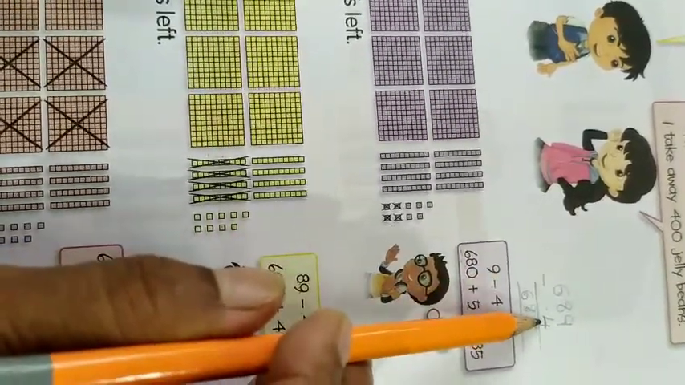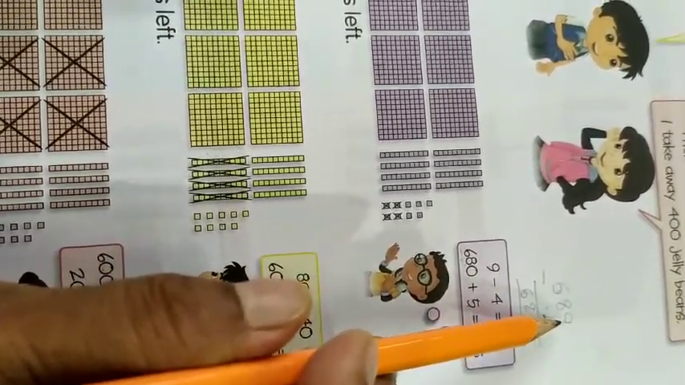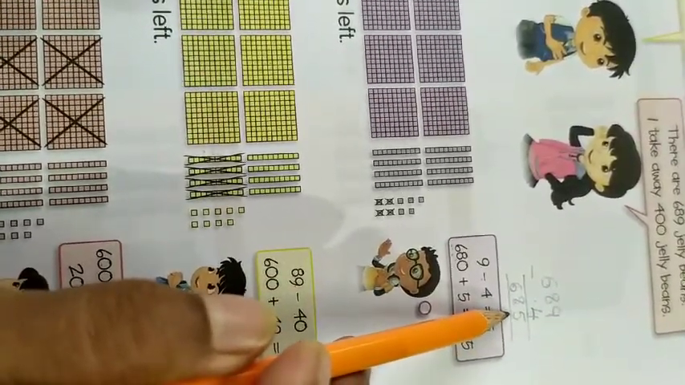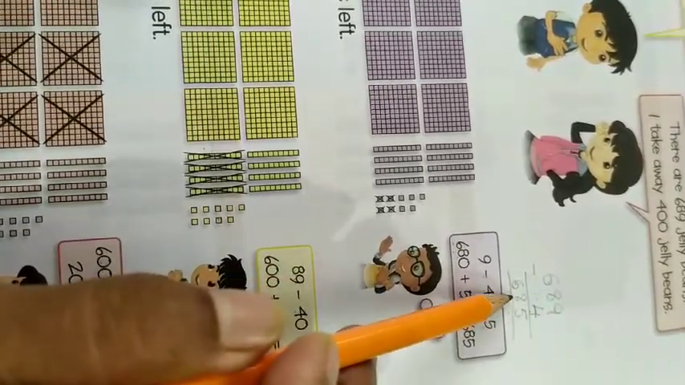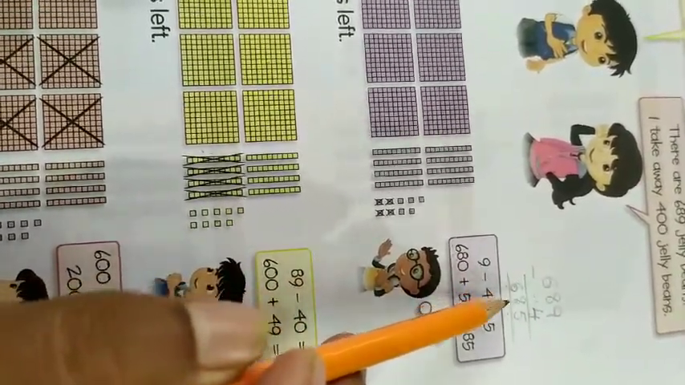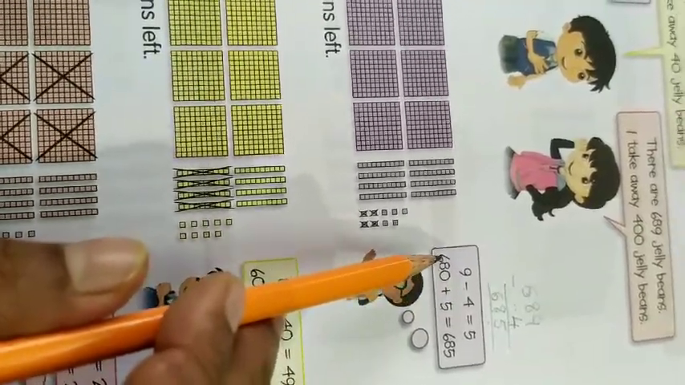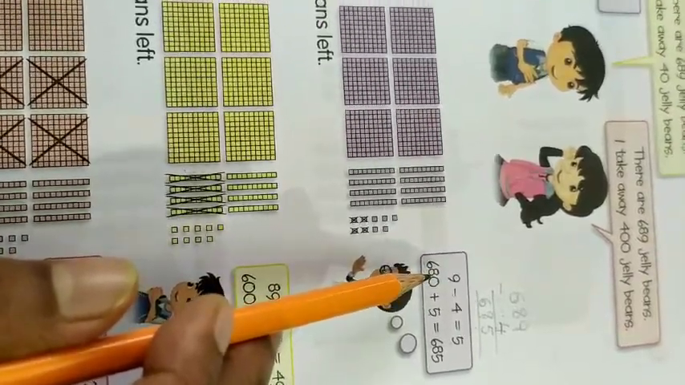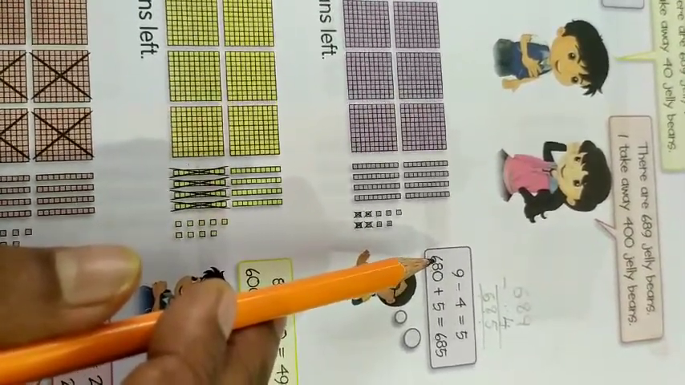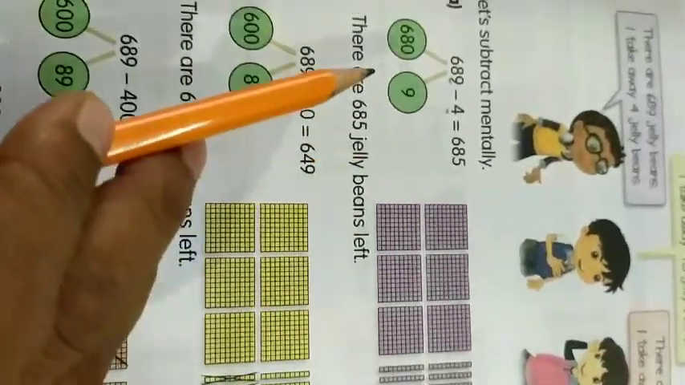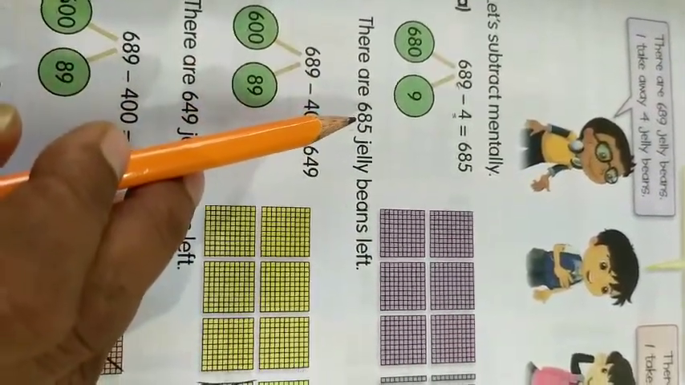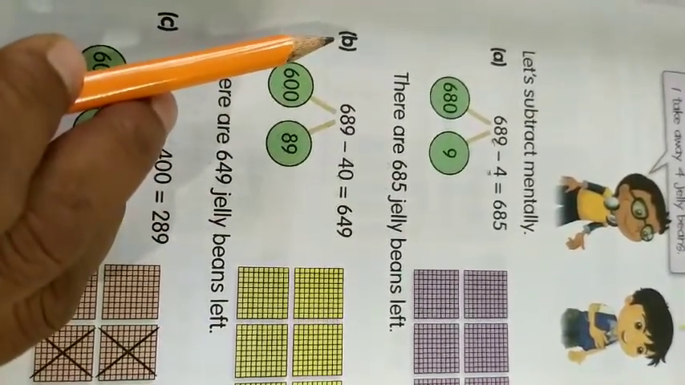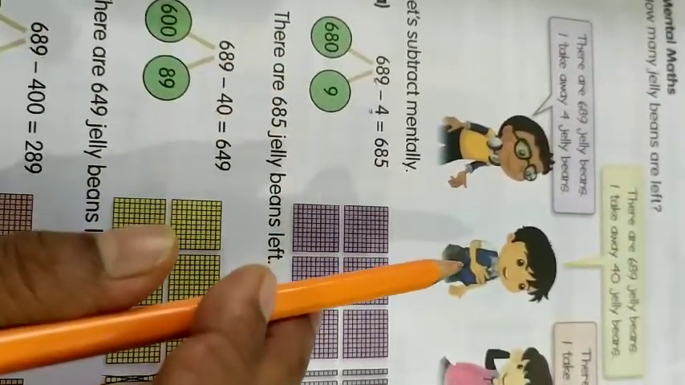Here you see 689 minus 4. 4 is in the ones place. That means below 9. And 9 minus 4 is 5. And 8 minus 0 is 8. 6 minus 0 is 6. So you get the answer. Okay. 689 minus 4 is equal to 685. See here, there are 685 jelly beans left. Now we will go to the B section, that is the second boy.